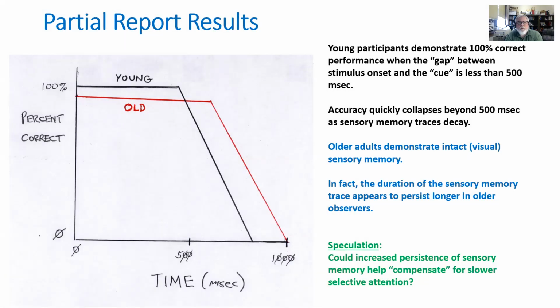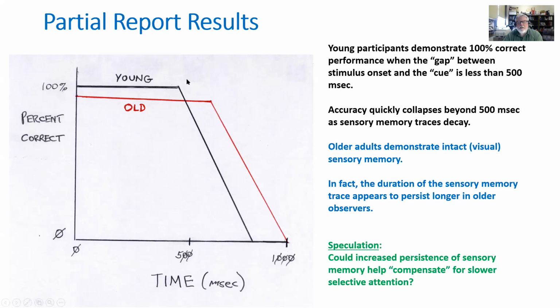Okay, so what do the results typically look like when you do a partial report experiment? Remembering that what we're looking at down here on the x-axis is the time between the offset of the very briefly presented stimulus and the onset of the cue. So if the cue is presented at 500 milliseconds after offset, and you still are performing near 100% on the partial report task, that would mean that your duration of sensory memory, the duration of which all the information in sensory memory is still available to the subject, would be about 500 milliseconds.